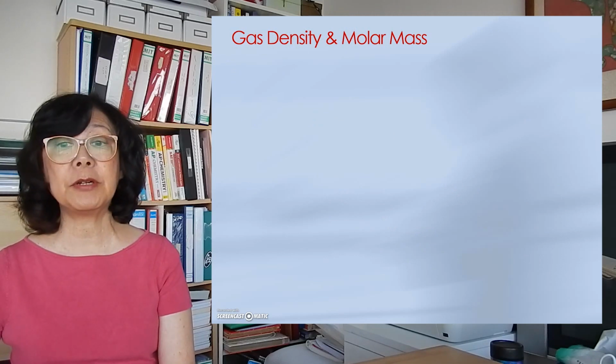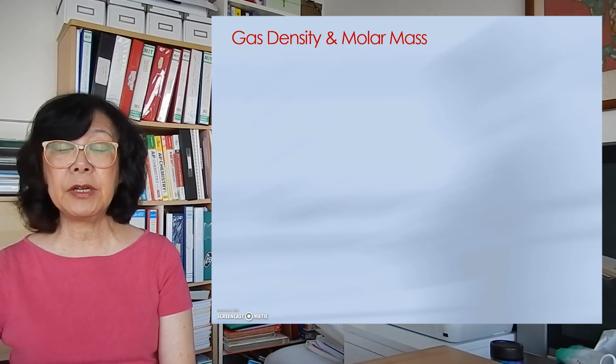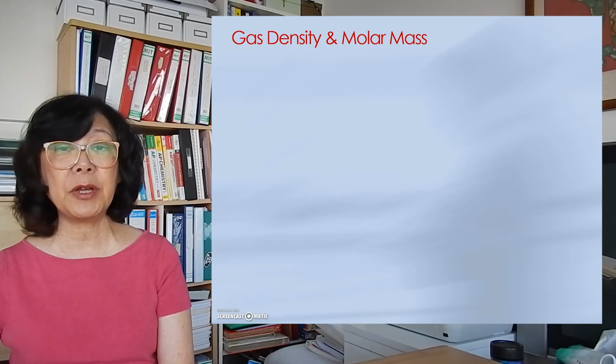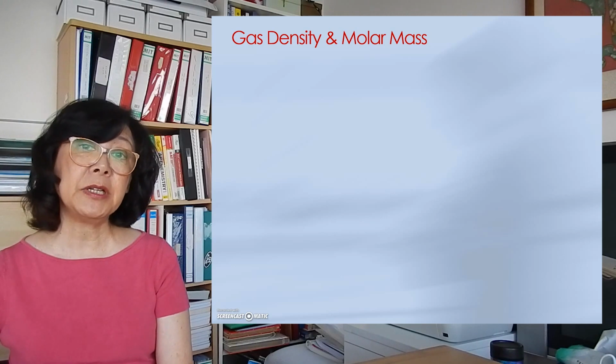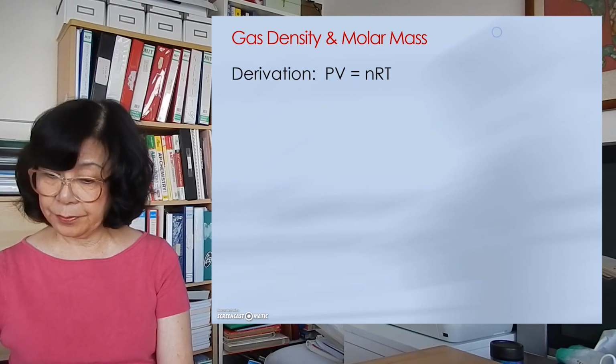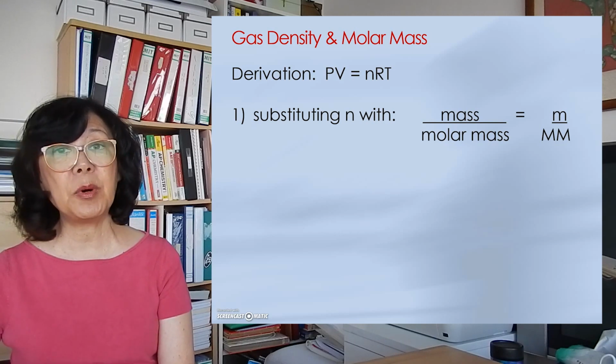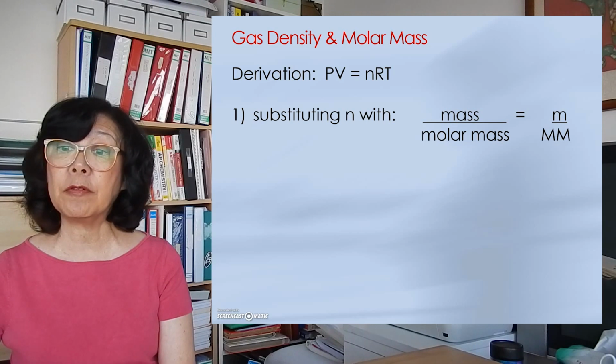Now, I would like to show you how we can derive a formula to determine gas density and molar mass. So we start off with the ideal gas law, PV is equal to nRT. Now we can replace the number of moles n by replacing it with mass over molar mass, or m over MM.